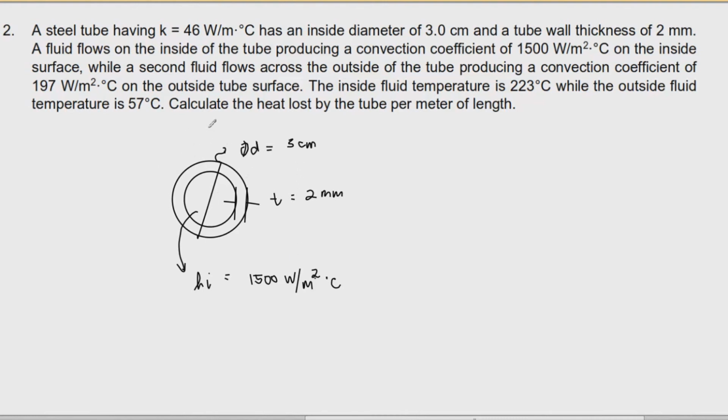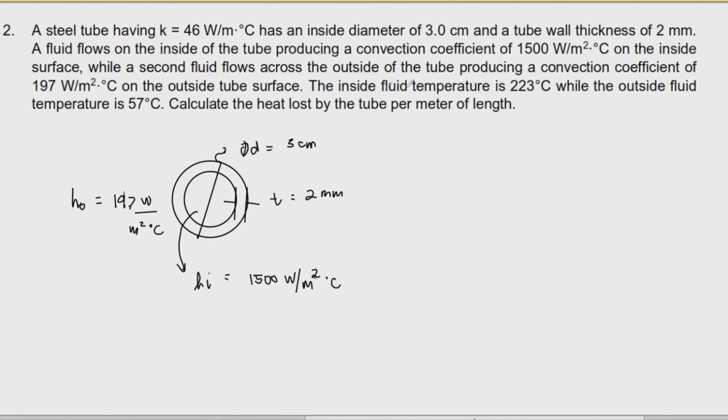Now the second fluid is from the outside. It flows across the outside of the tube. This behavior is often seen in heat exchangers, and the convection coefficient that is produced from the outside, we have HO that is equal to 197 watts per meter squared degrees Celsius. And of course, that degree Celsius can also be in terms of Kelvin.